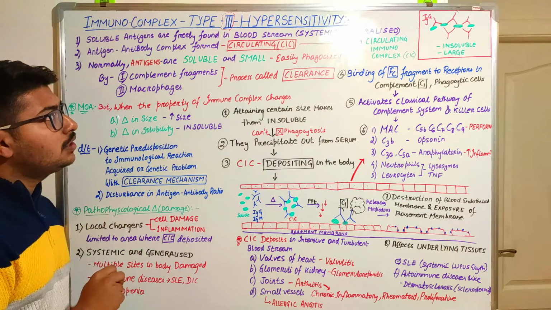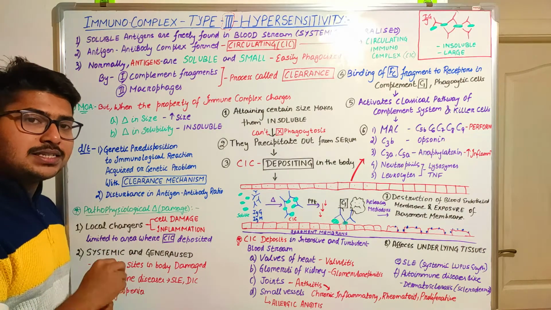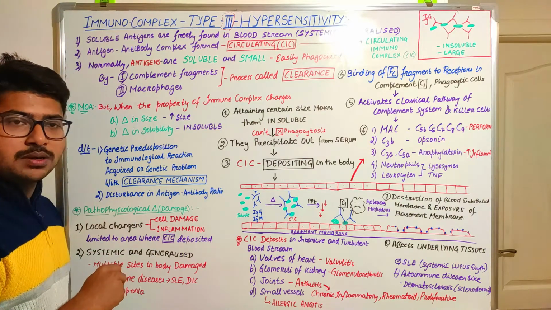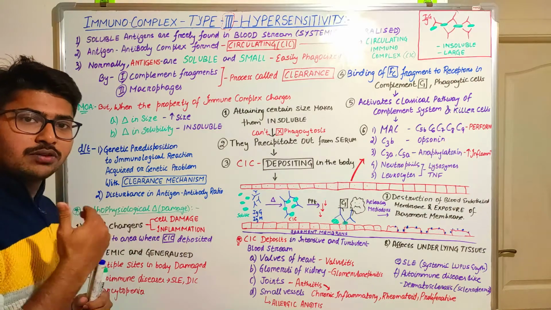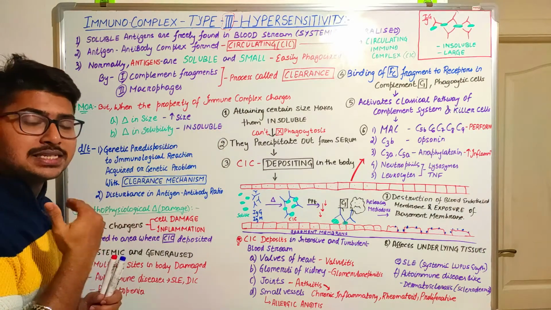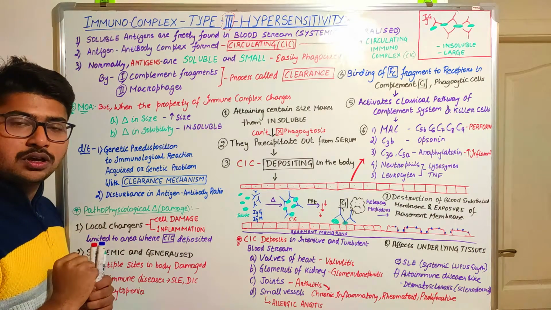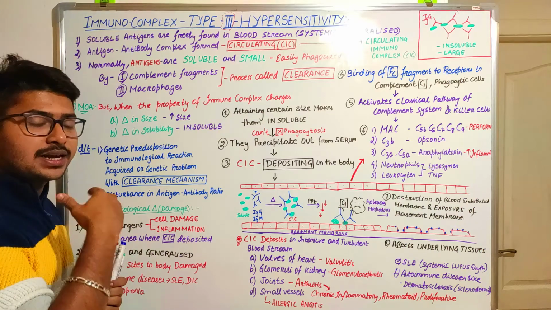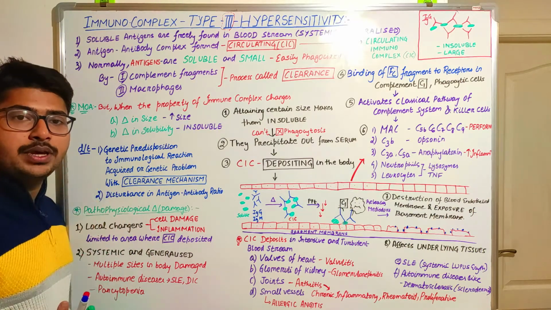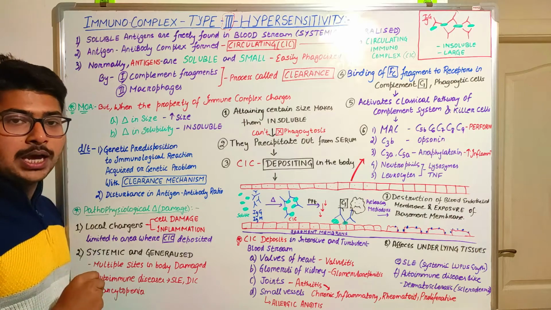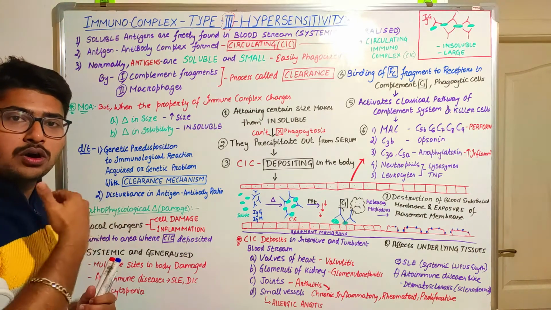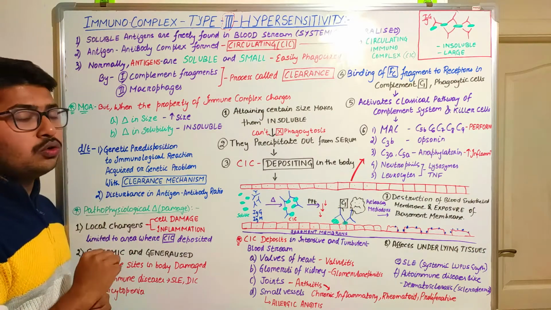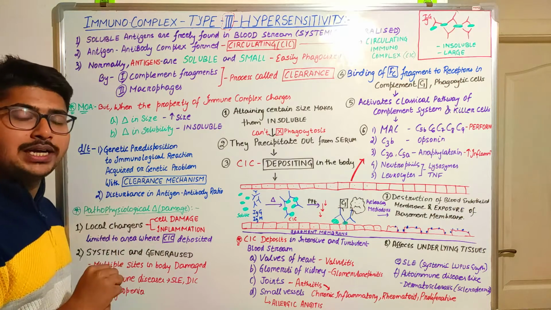But in type 3, the antigens are freely found in our bloodstream, and as they are freely found in the bloodstream, the localization of the damage in this type of hypersensitivity can be both. It can be a localized condition and it also can be systemic or generalized, means the damage can be in different parts of our body, because the blood is circulating throughout all parts of our body. So this is the thing through which we can differentiate between type 2 and type 3.